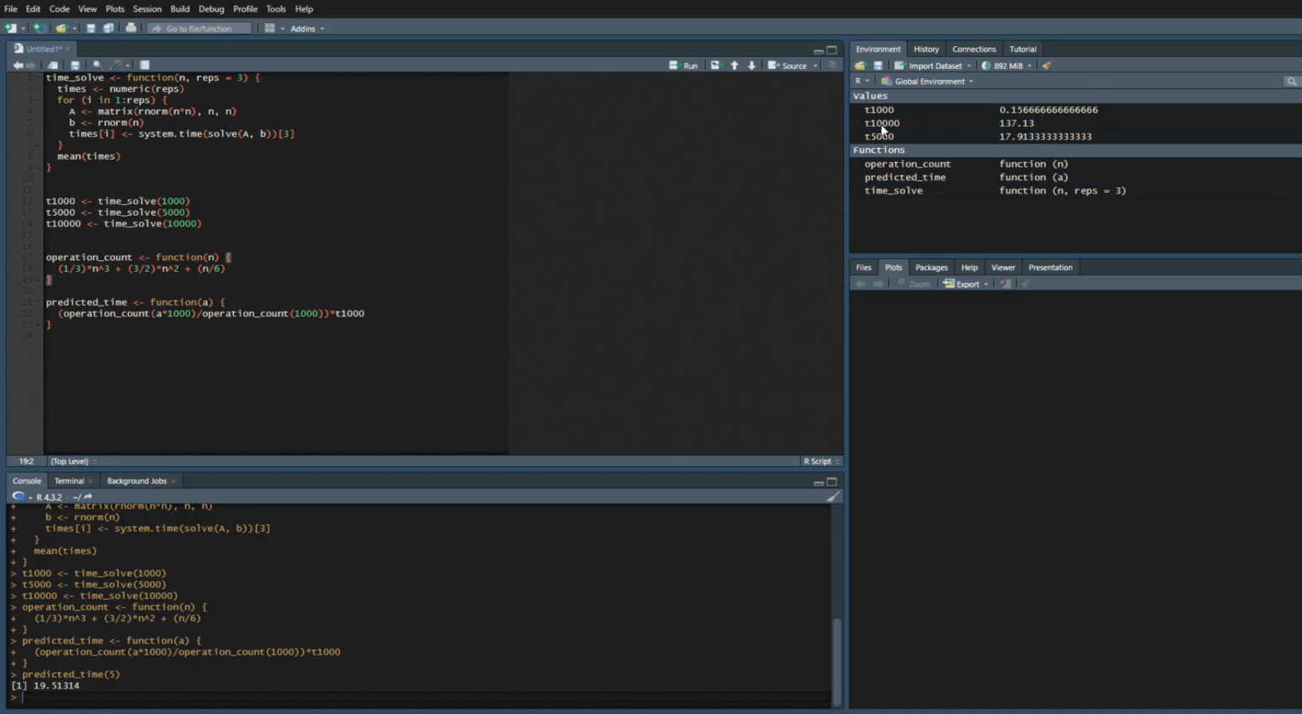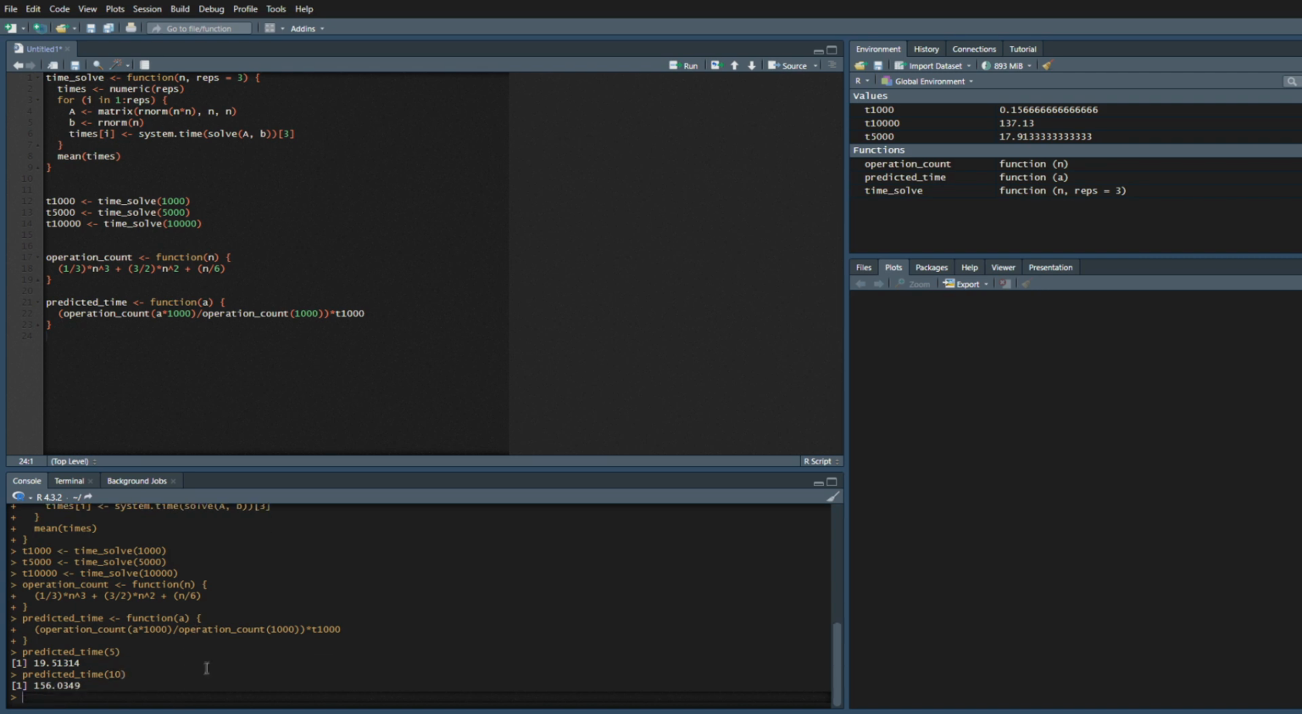So let's see what we would predict for a 10,000 by 10,000 matrix. So I'm going to pass predicted time. This time I'm going to pass in 10 because that would be the value I need to multiply 1,000 by. And we would predict that it would take the computer about 156 seconds to solve a 10,000 by 10,000 system. And the actual value we observe, as we would expect, is just a little bit under that. It took 137 seconds for R on average to solve these.